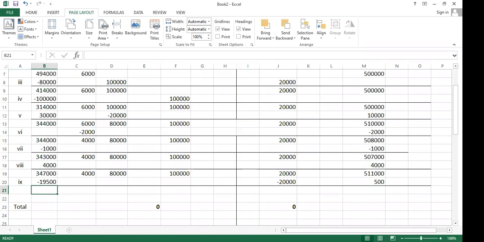Now cash 327,500, 4,000, prepaid rent 8,000, 80,000 for inventory, and 100,000 for marketable securities. And this is 0. 500, 11,500.